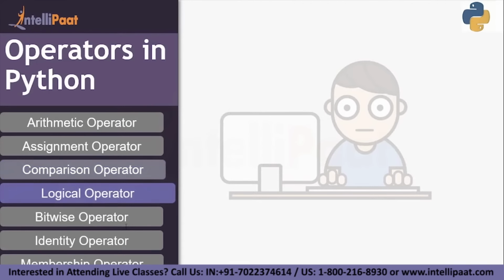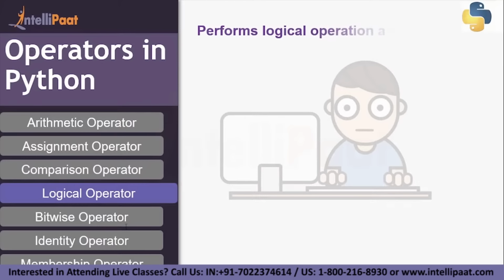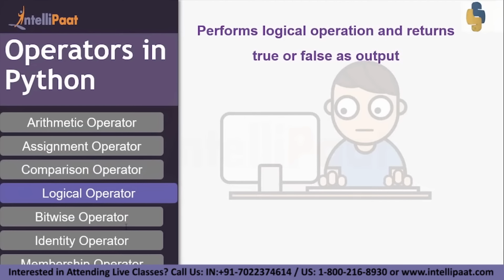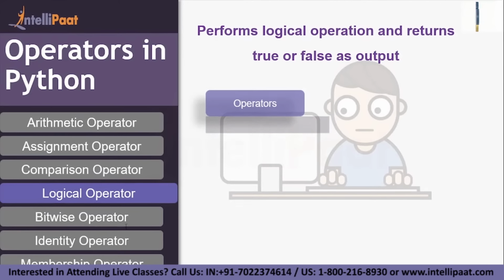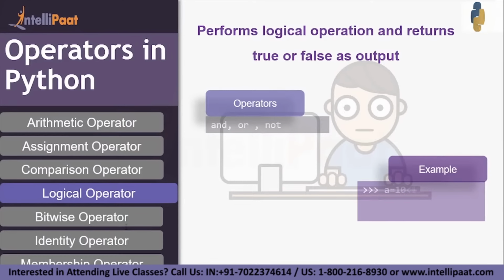Next is the logical operator. Well, these logical operators are used to perform some logical calculation. And the operators or the keywords which are a part of it are and, or, and not. For example, we have a equal 10 is less than 10 and 2 is greater than minus 1. Then print a. So you are getting output as false. Okay, let's jump back to our Jupyter notebook and see why we are getting the output as false.